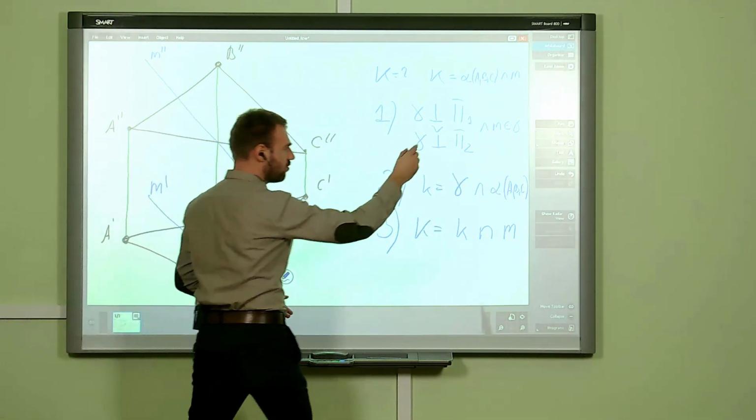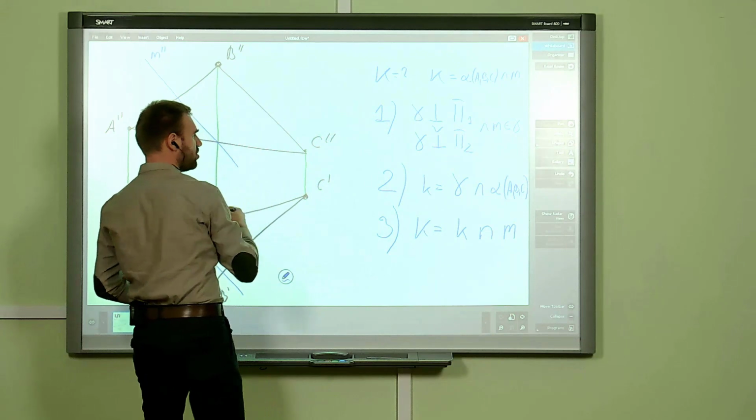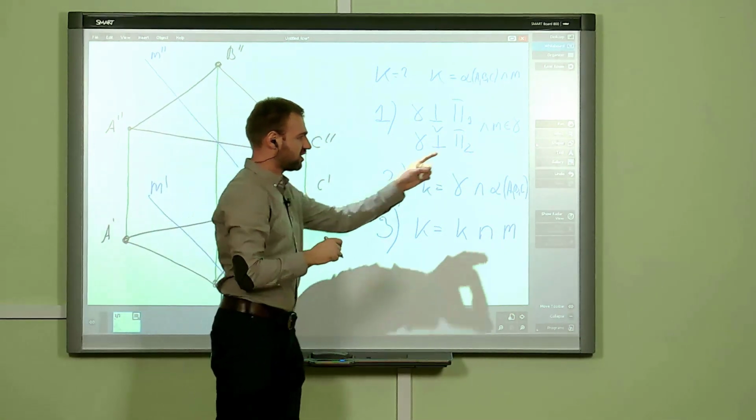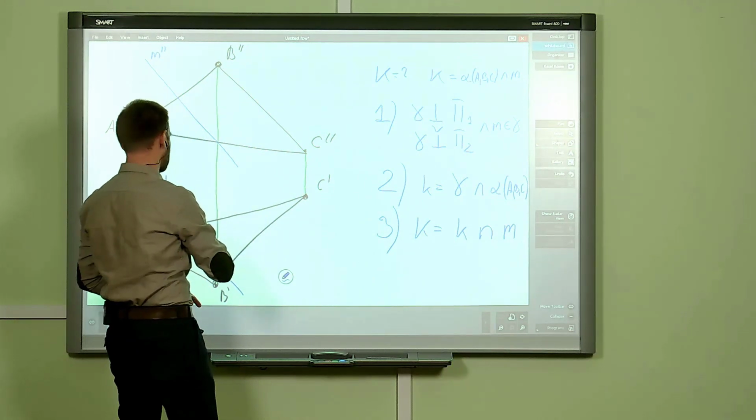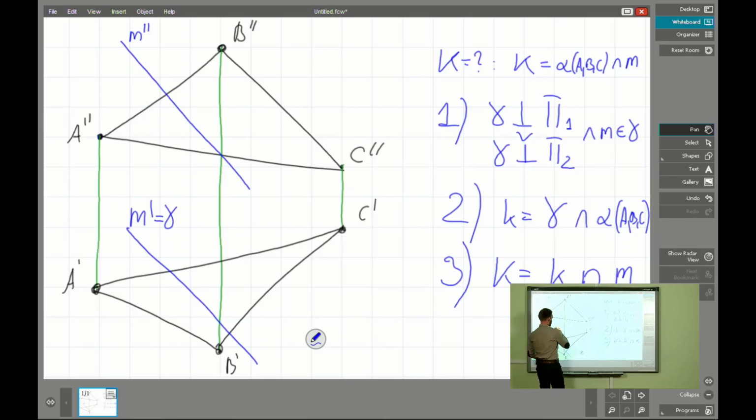And if we want to fulfill that condition, we have to introduce that projection of the gamma exactly on the projection of our line under consideration. It means it will be, for example, the plane projection of the M. And now we see the H-plane which is perpendicular to the P1.